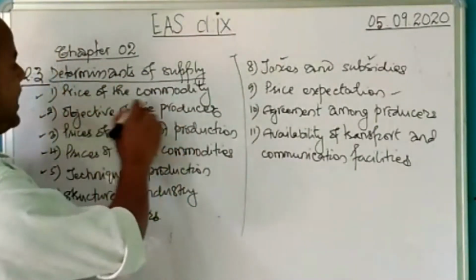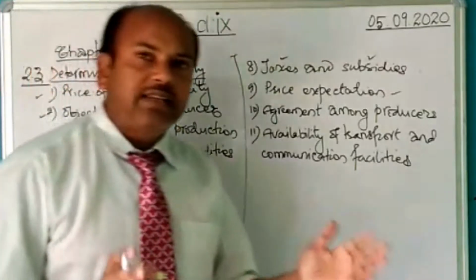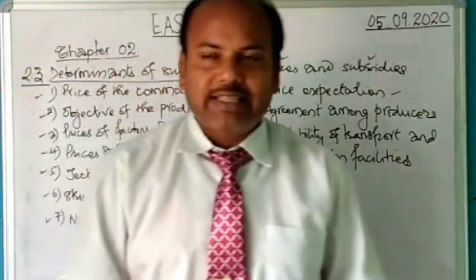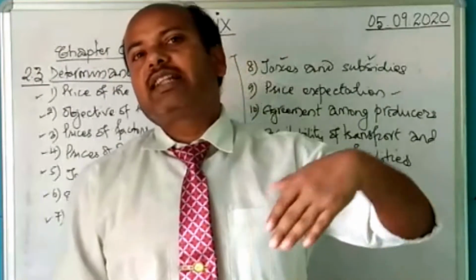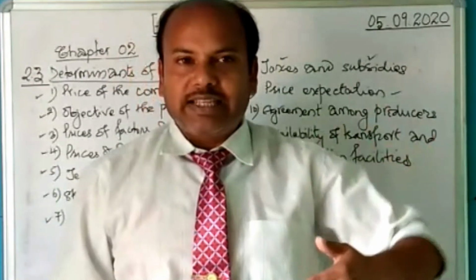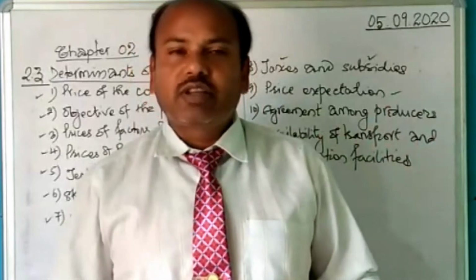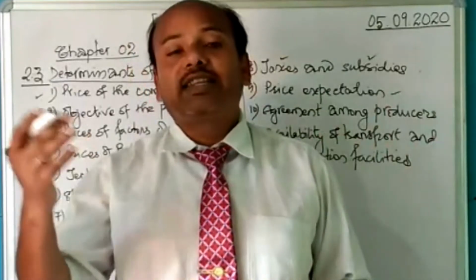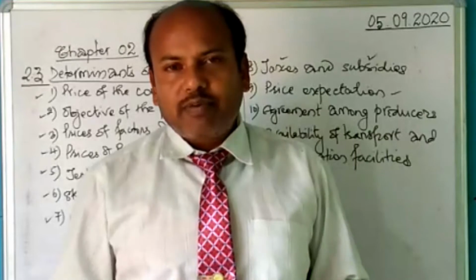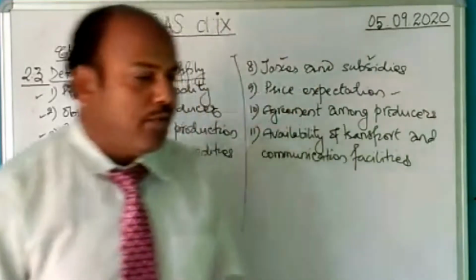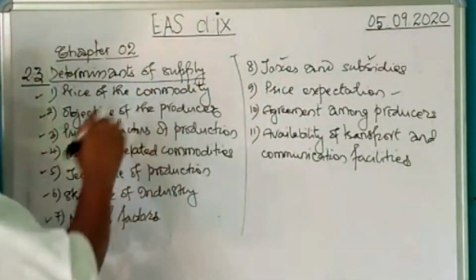The first is the price of the commodity. If the price of the commodity is less, that means if the supplier sells it at a lower price and gets less money, then the profit is less, so they will supply less. But if they can sell it at a higher price, then the profit will be more, hence they would like to supply more. Second is the objective of the producer.